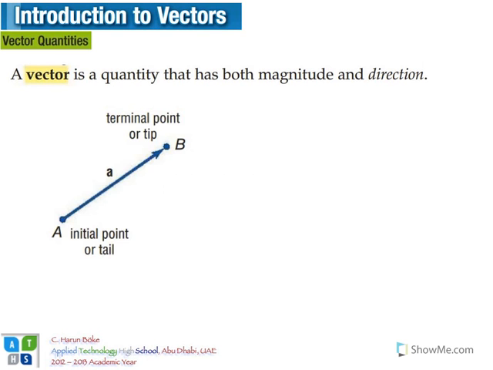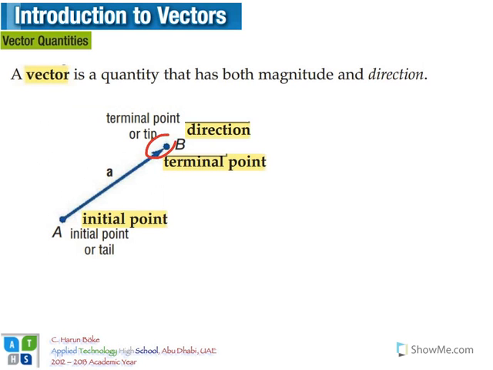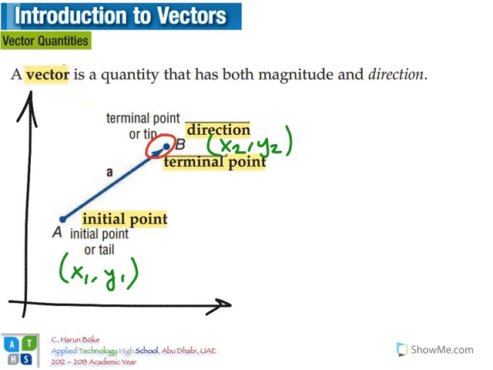Vectors are represented with a line segment which has an arrow on one of the tips, as seen in the example. So we have an initial point and a terminal point, and the arrow tip here shows the direction of the vector. Well, as we're talking about initial and terminal points, these points have coordinates, like say x1, y1, and x2, y2. So this means we are talking about a two-dimensional coordinate plane.